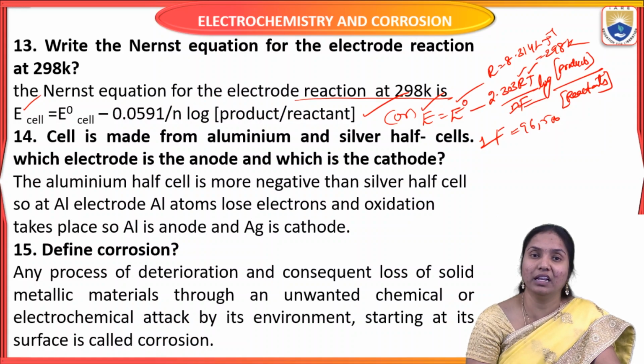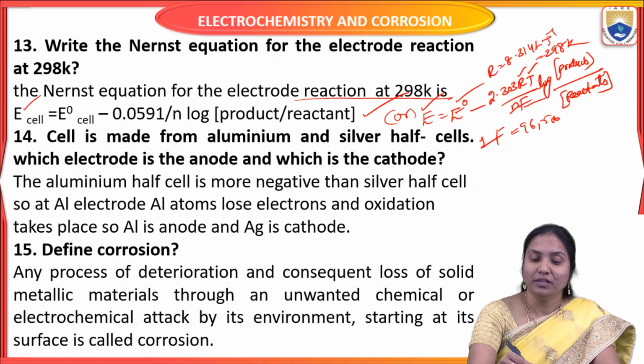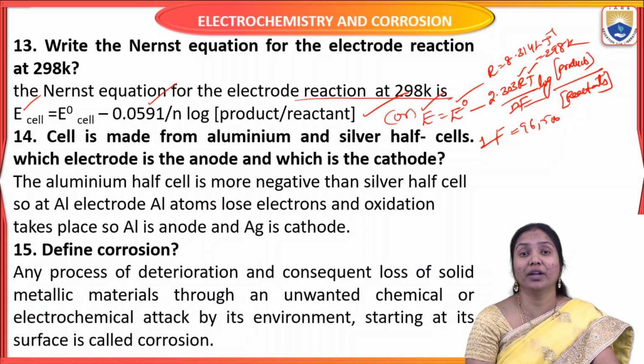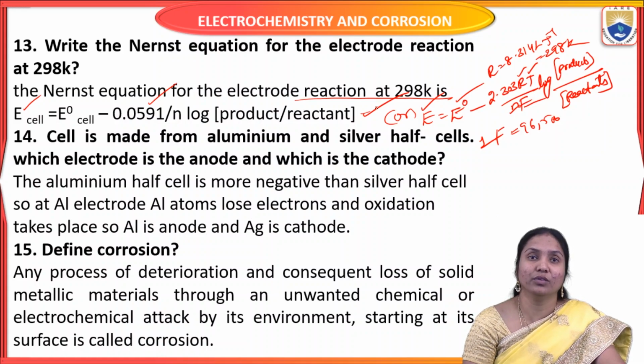So E means single electrode potential, E naught means standard electrode potential. So already we know the potential of that electrode. So E equals E naught, the standard electrode potential, minus 0.0591 by n, where n means the number of valency electrons involved in that reaction, times log products by reactants. This is the Nernst equation for the electrode reaction at 298 Kelvin.